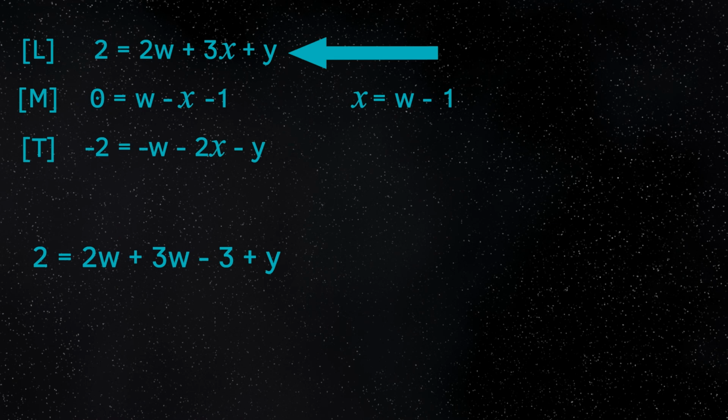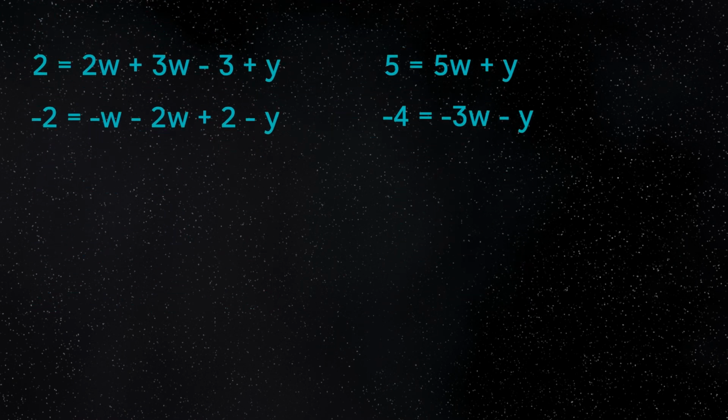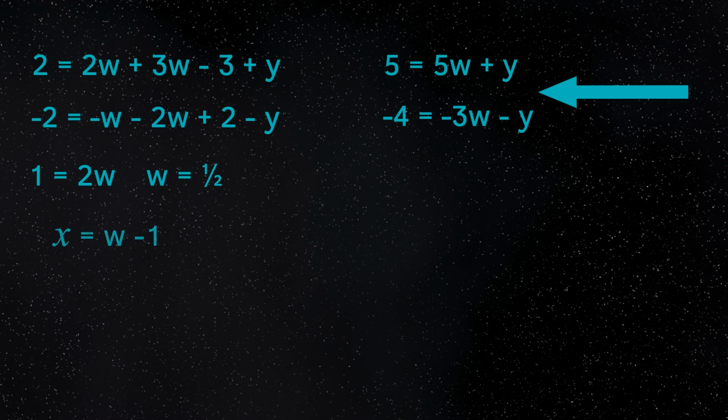So therefore 5 equals 5w plus y. And minus 2 equals minus w minus 2w plus 2 minus y. So minus 4 equals minus 3w minus y. And here we've got another simultaneous equation to solve. So adding these equations together, we get that 1 equals 2w. And so w is a half. And because we know that x is w minus 1, we therefore know that x is minus a half.